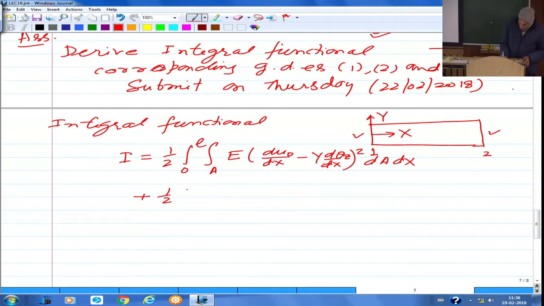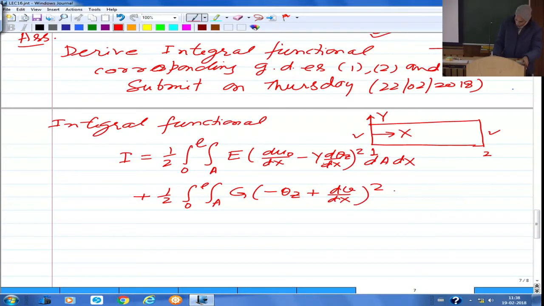Then strain energy due to tau xy, which is integral again 0 to L, integration over the cross-sectional area. This is going to be half, so half I have written tau xy into gamma xy, and tau xy is G times gamma xy, so it becomes G times gamma xy square. So G times gamma xy, which is minus theta z plus dv by dx, whole square dA dx. And that's all, because for the rest of the pairs either the stress is 0 or the strain is 0.